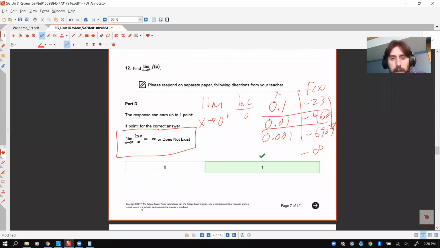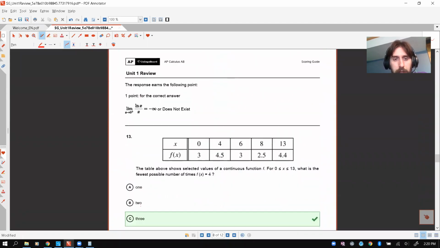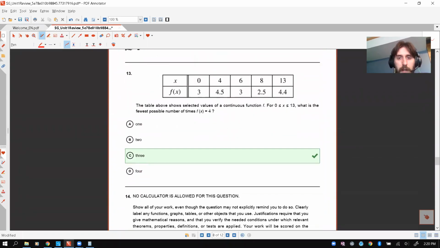All right, number 13. So for this one, we have a continuous function. For 0 to 13, what is the fewest possible number of times f of x would equal 4? So this is the intermediate value theorem. If you have a continuous function, then for every y value that is squeezed between two endpoints, a lower and a higher y value, it will have to cross that y value in order to get to the other. So let's draw another sketch.